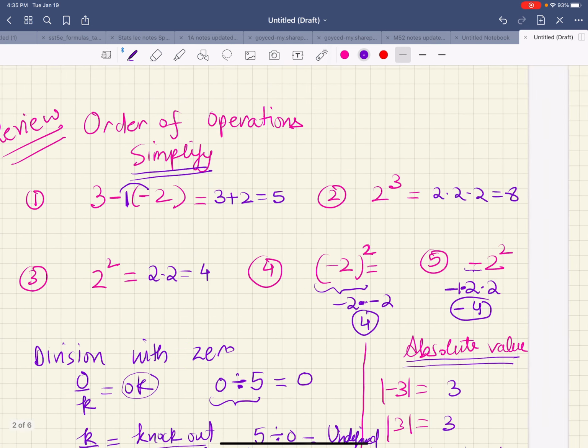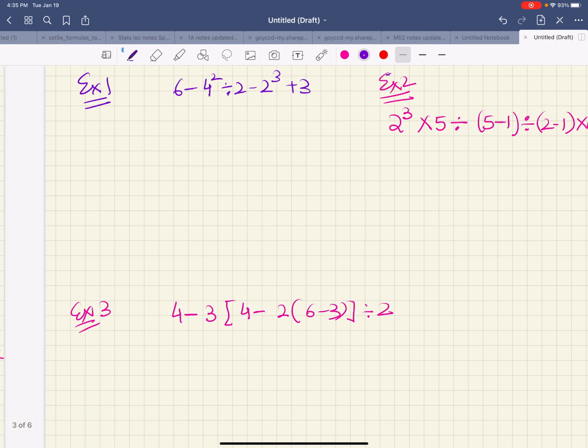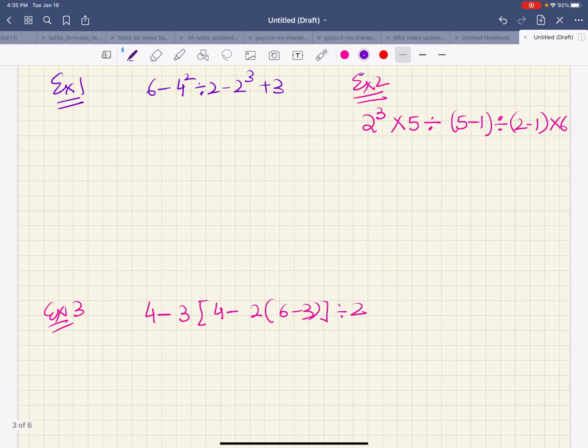Let's look at some examples of PEMDAS, order of operations. So here's our first example. Again, remember, first you want to do parentheses, then exponents, then multiplication, division, whatever comes first from left to right. Finally, add or subtract whatever comes first from left to right. Here's our first example. 6 minus 4 squared divided by 2 minus 2 to the third power plus 3.